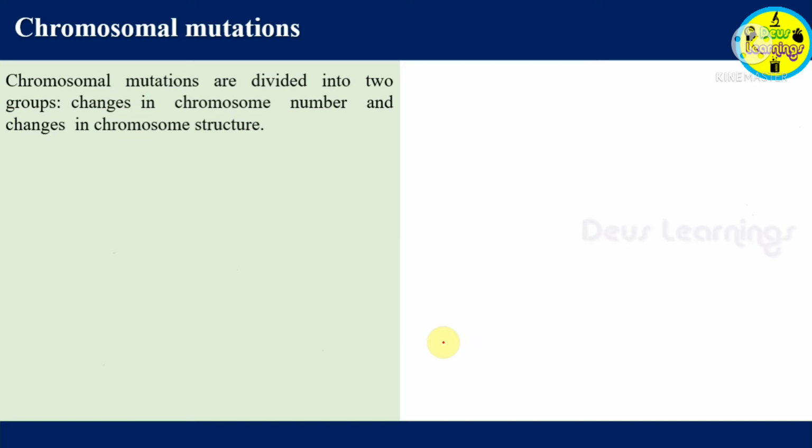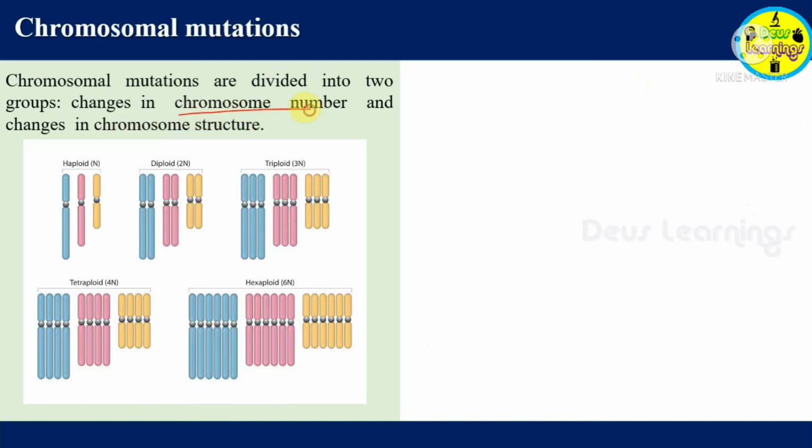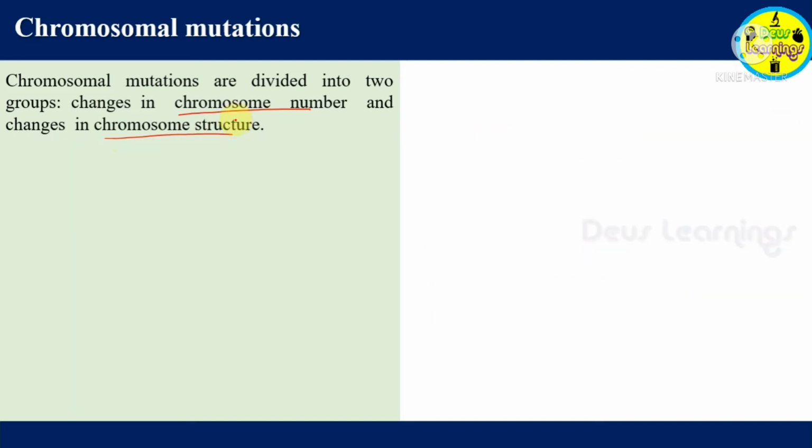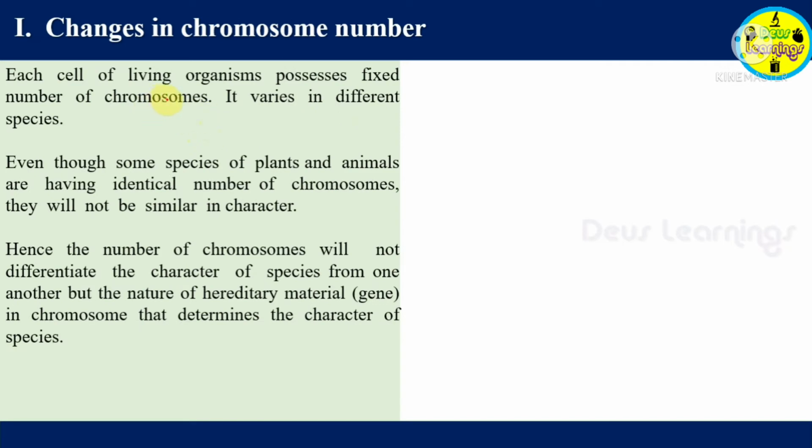Further, chromosomal mutations are divided into two groups. The first one is change in chromosome number, and the second one is change in chromosome structure, right? So let's start with the change in chromosome number.